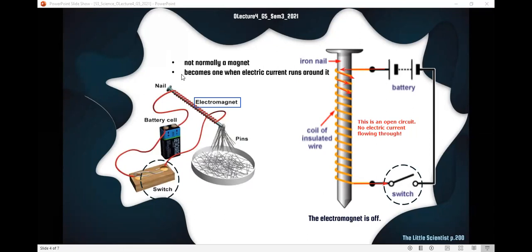It is on, and it is attracting the pin, so it is on. Sem3, Bustani family and Rena, please unmute yourselves.